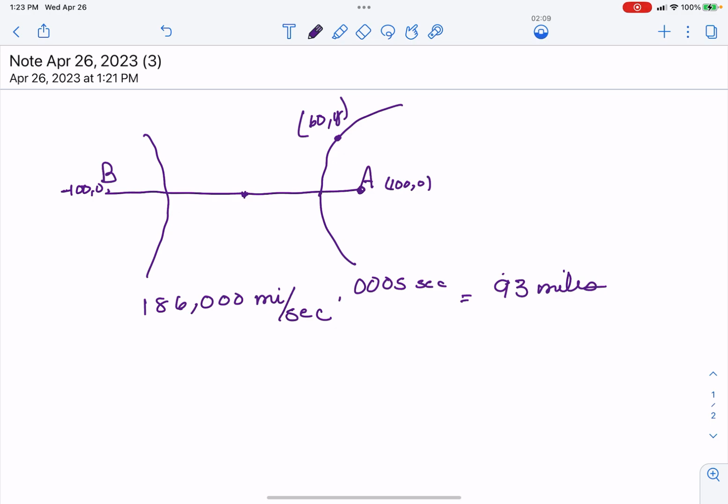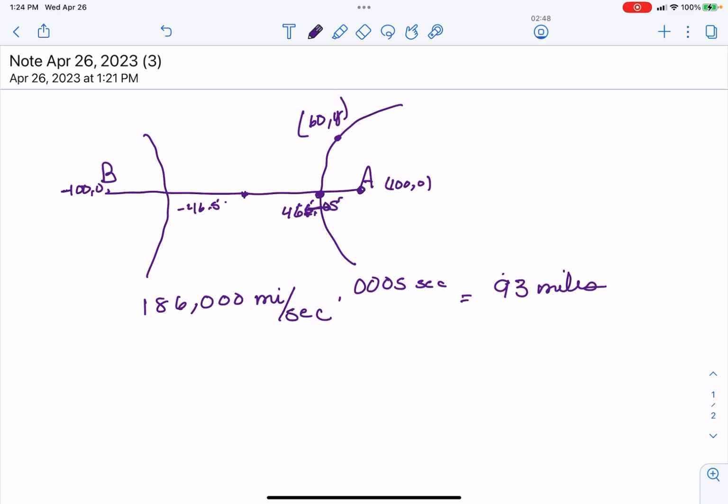So from here to here is your a, because the difference is equal to 2a when it's a hyperbola. So this point right here is (46.5, 0), and this one is (-46.5, 0). 46.5. How far north is the ship?